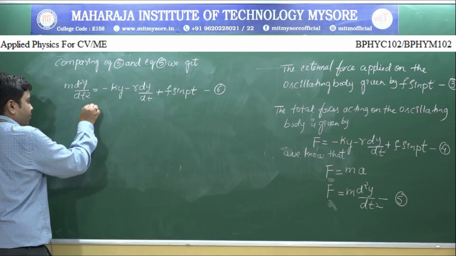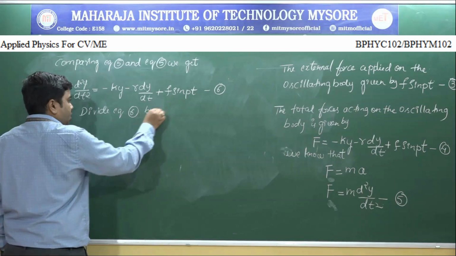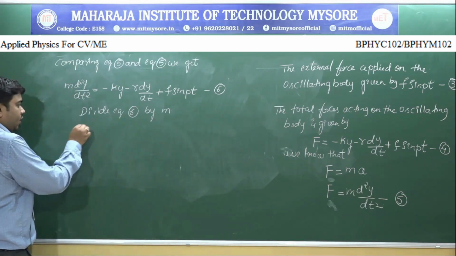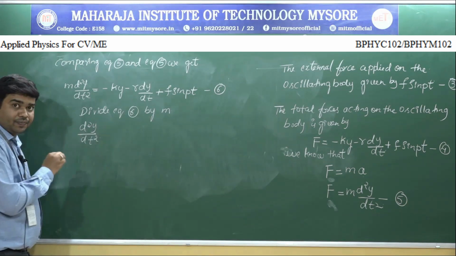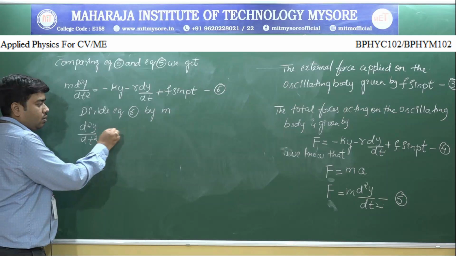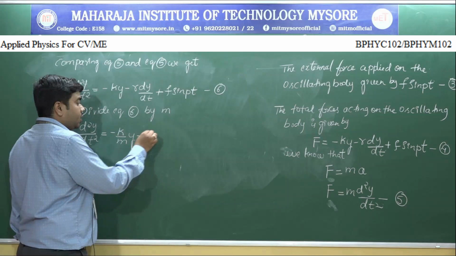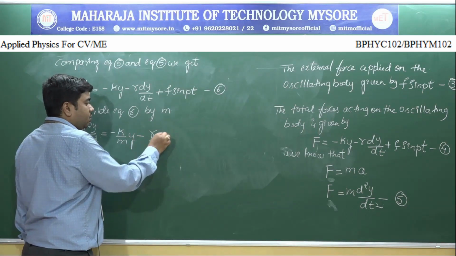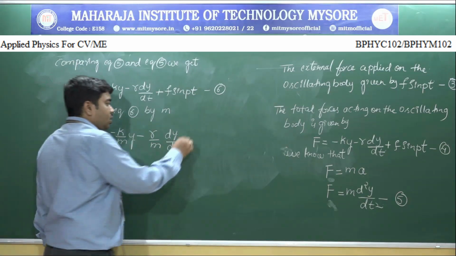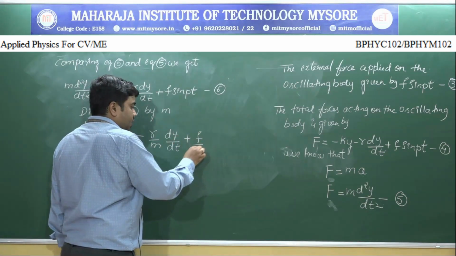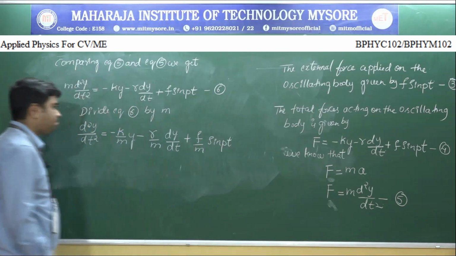So, we will divide equation 6 by m, then we will get d square y by dt square is equal to minus k by m into y minus r by m times dy by dt plus f by m times sin pt.